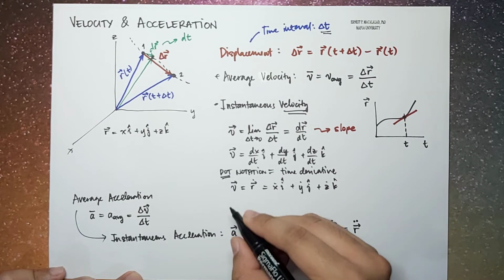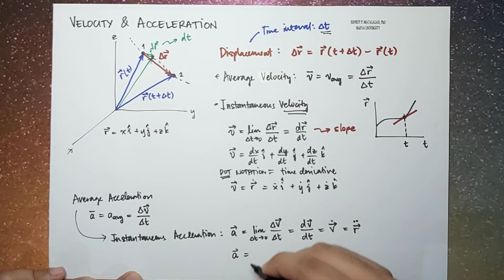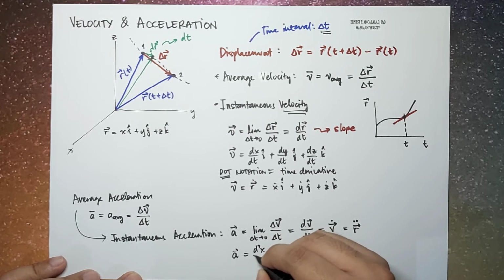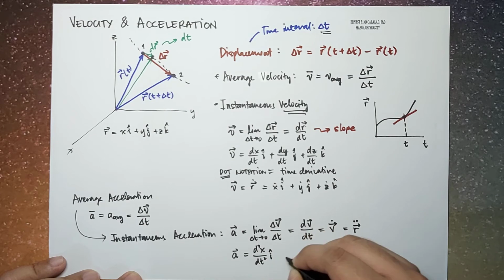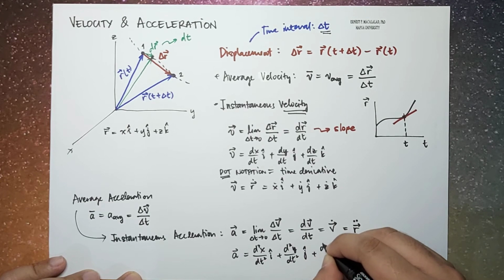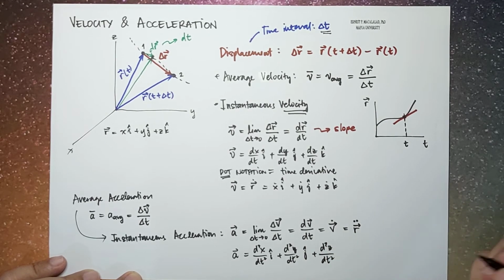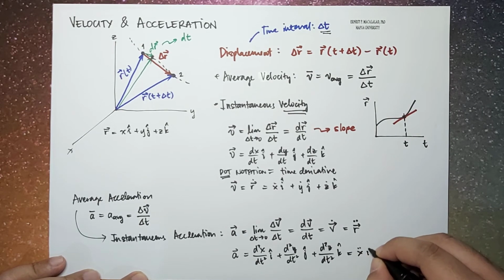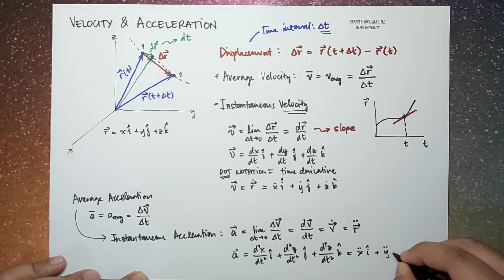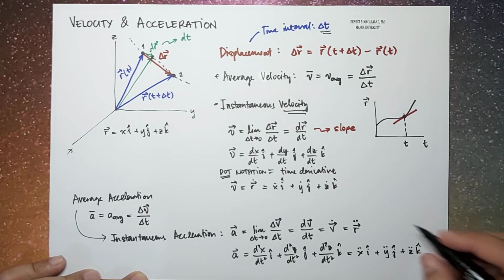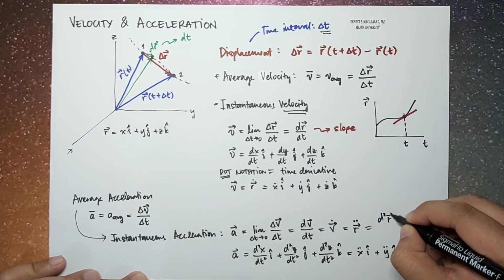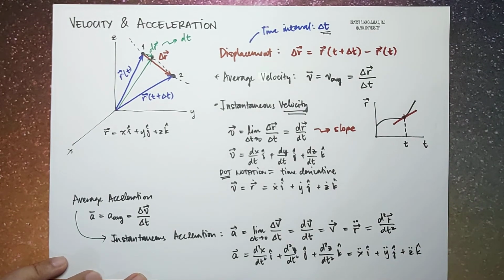So in unit vector notation, similarly, we can express acceleration as the second derivative of x with respect to time i hat plus the second derivative of y with respect to time j hat plus the second derivative of z with respect to time k hat. And finally, in dot notation, we can write this as x double dot i hat plus y double dot j hat plus z double dot k hat, taking note that r double dot is the second derivative of position with respect to time.